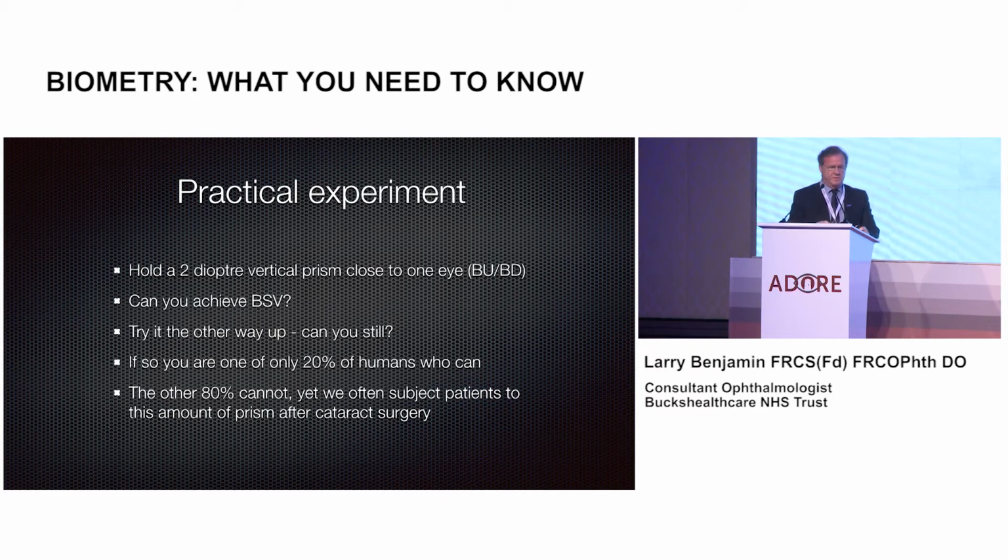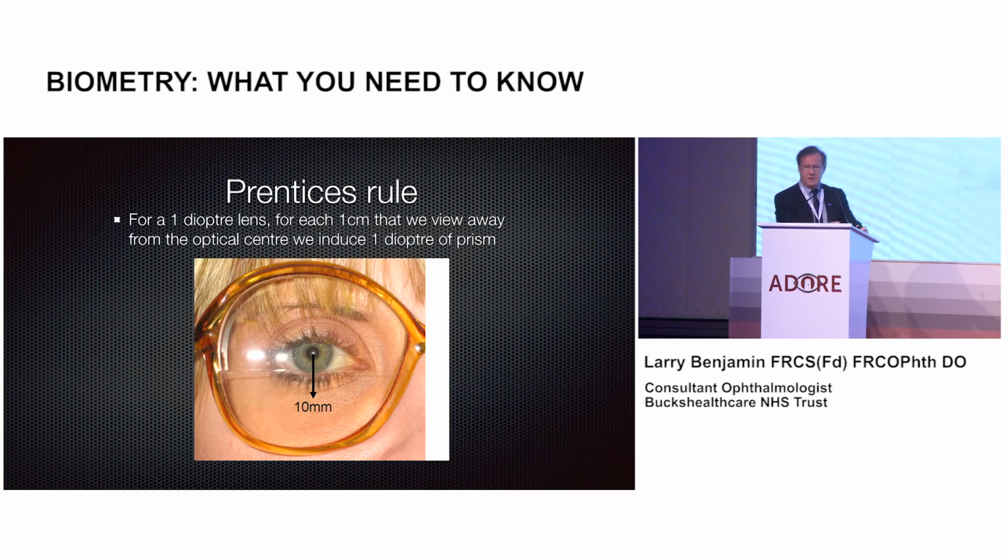Now, just as a final point for this talk, a practical experiment that you can all do when you get back to work is to get a 2-diopter vertical prism and hold it in front of one eye. And if you can fuse the disparity, if you can make the images single, then try the same thing with the prism upside down. And if you can still fuse them, then you're one of only 20% of human beings, because most people can't fuse more than 2 diopters of vertical prism successfully. So it's really important to know this, because when you give someone glasses after their surgery, you've got to remember Prentice's rule. I won't ask who remembers it, because I never do.